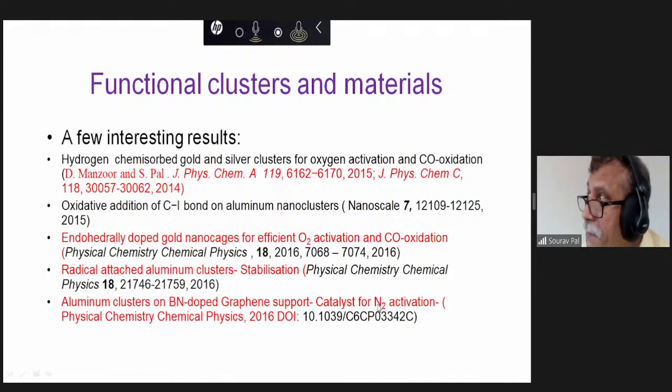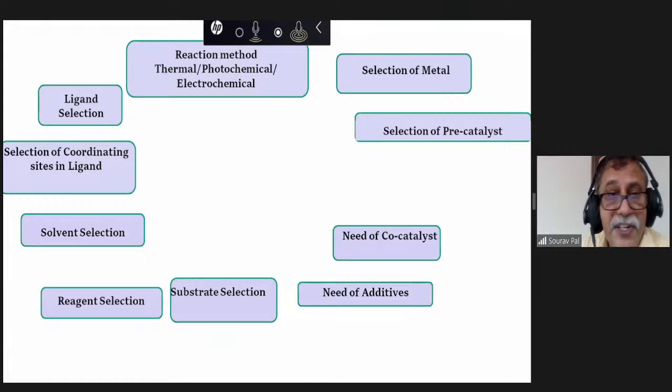This is a very, very important problem to go from dinitrogen to ammonia. This was published in a paper in Physical Chemistry Chemical Physics in 2016. A lot of interesting work.